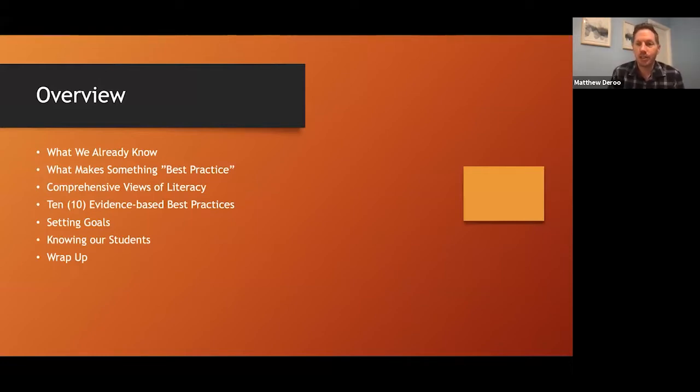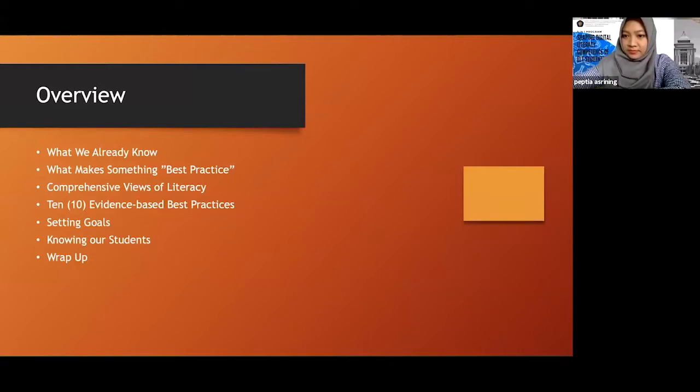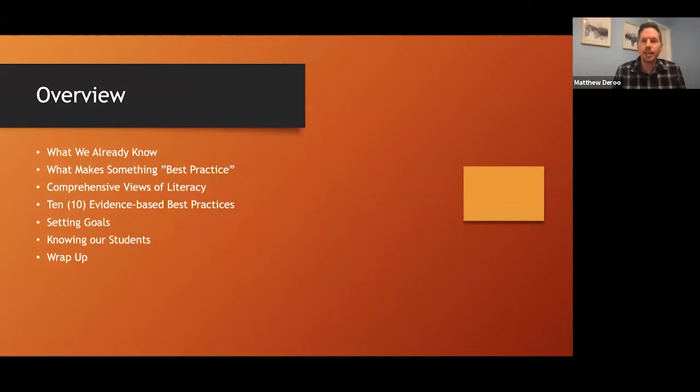So we'll start as we have before with what are some thoughts about what we already know. And I think this is an important approach for teaching students to build on their already present understandings and to be in conversation about how this new learning might align with what we already know. We'll talk about comprehensive views of literacy and why they reflect best practices of literacy.